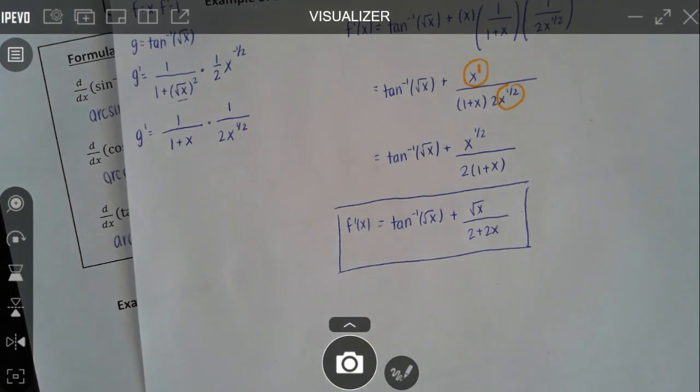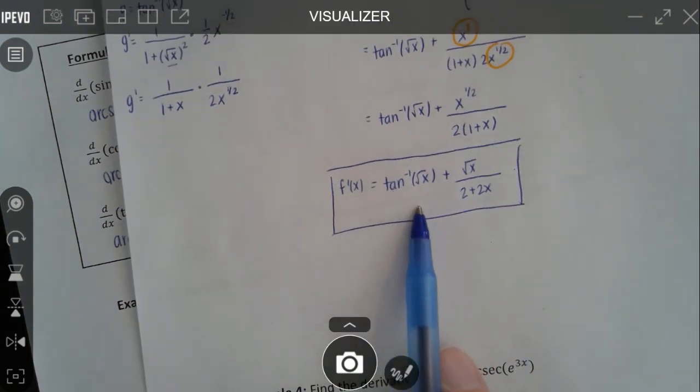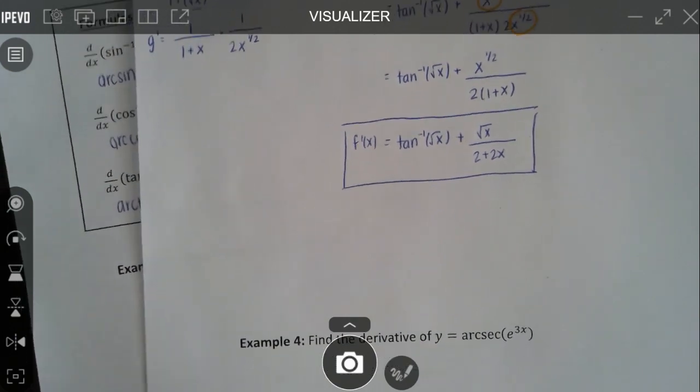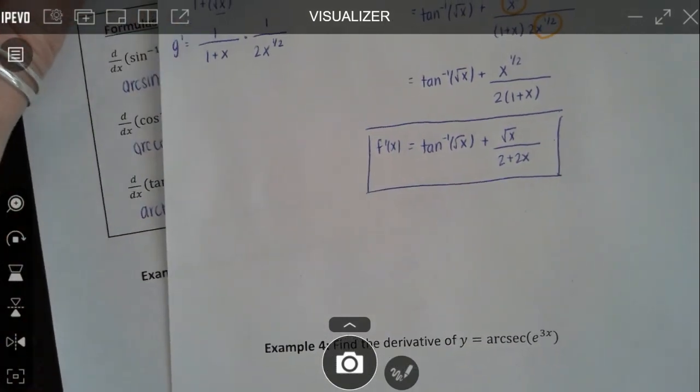our derivative. And we could combine these into one fraction if we wanted to, but we would have to make a common denominator, which would make things a little bit more messy. But this is completely fine for a response.